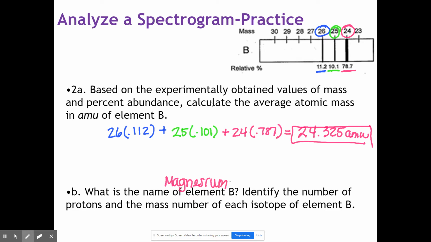Identify the number of protons and the mass number of each isotope of element B. So we have Mg. We know there are 3 because there are 3 different bars here. Magnesium always has the same atomic number, same number of protons. That's what makes it magnesium, of 12. When we look up here, it tells us each of the mass numbers. So I have one that's 26, one that's 25, and finally one that's 24.